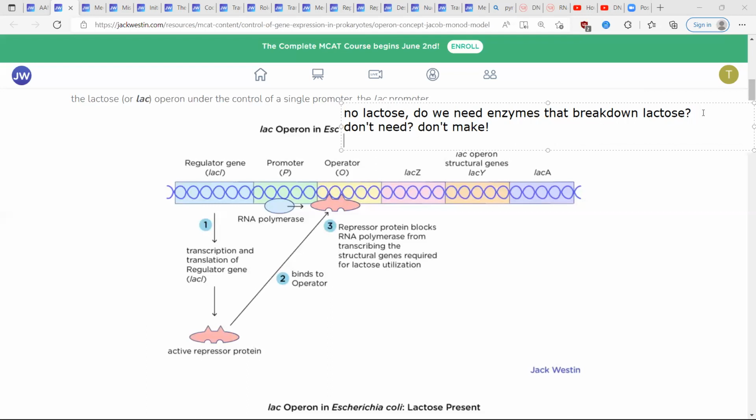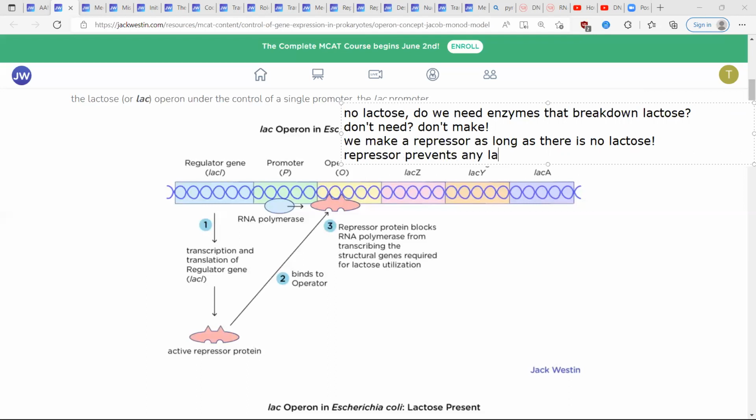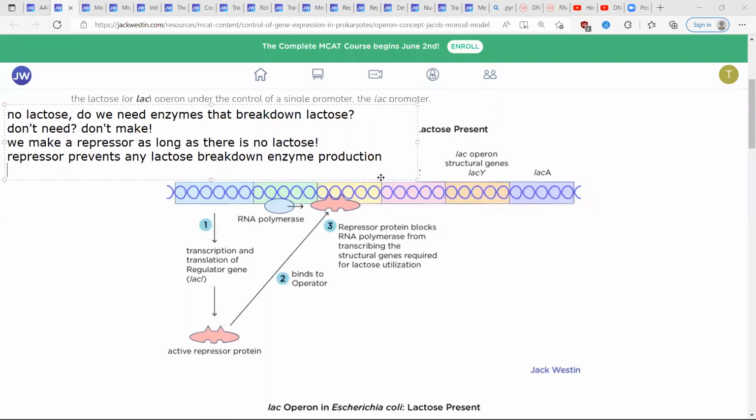So if we don't want to make them, there's a system. Well, not our system, because this is a prokaryote, but there's a system to not make them. The system is, in this case, we make a repressor as long as there is no lactose. Therefore, the repressor prevents any lactose breakdown enzyme production. And now we don't have any unnecessary enzymes because we don't need them. So why would we make them?